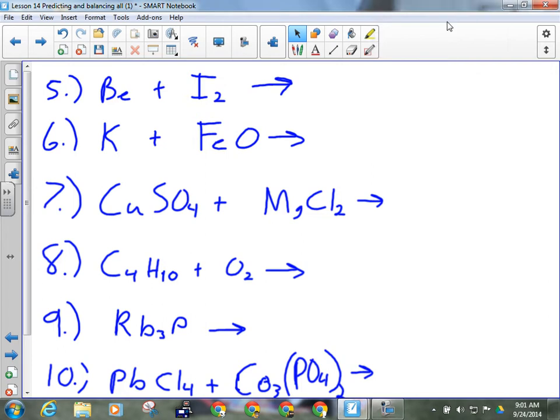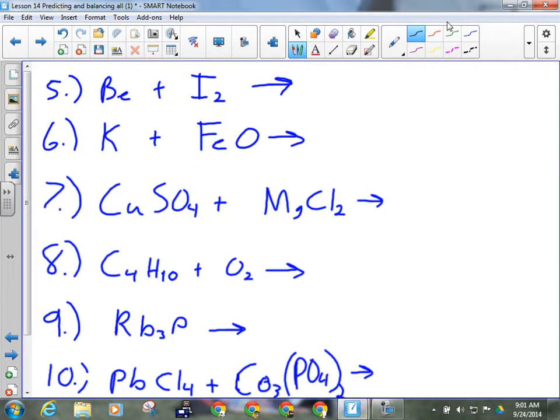So, any prediction problem, the first thing I have to do is what? Peter? Right, I got to know what kind of reaction is going on, because that influences what I'm going to write on the other side. All right, so in number 5, I have two elements reacting with each other.